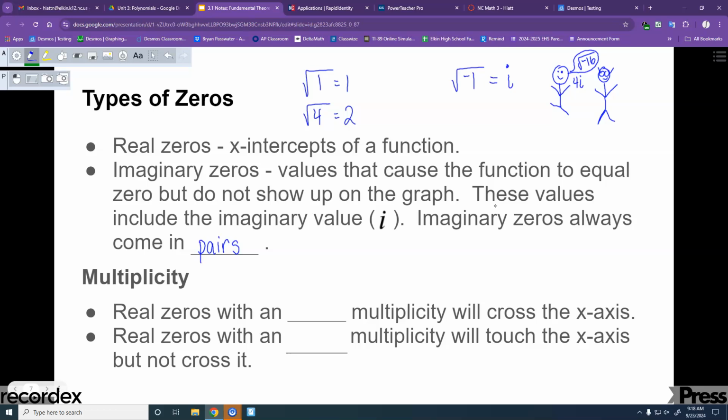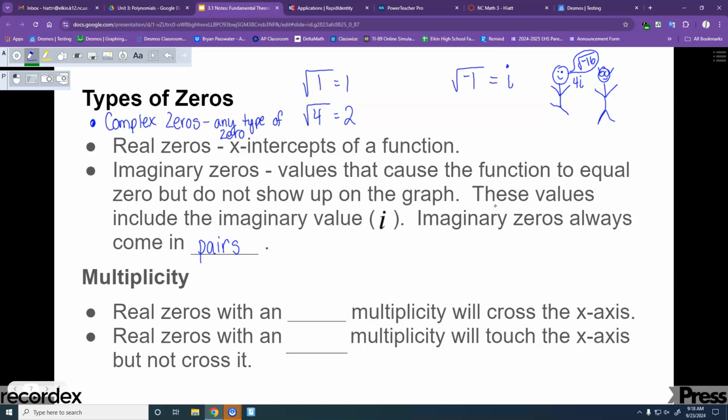Now, we might want to add this on here: complex zeros are any type of zero. Okay, so you might see a question ask how many complex zeros does this have and what type. Complex can be real or imaginary. It includes everything there.